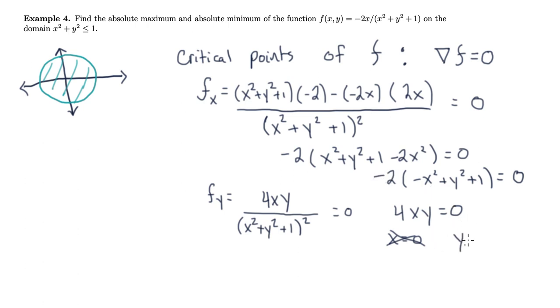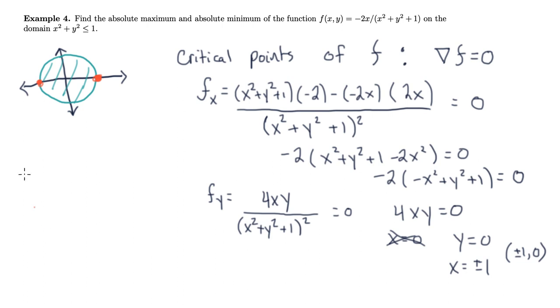But if y is 0, then this factor can be 0 when x is plus or minus 1. So my critical points are (plus or minus 1, 0), which are actually on the boundary, there and there. So I need to check those 2 points. So there are actually no critical points inside the boundary.